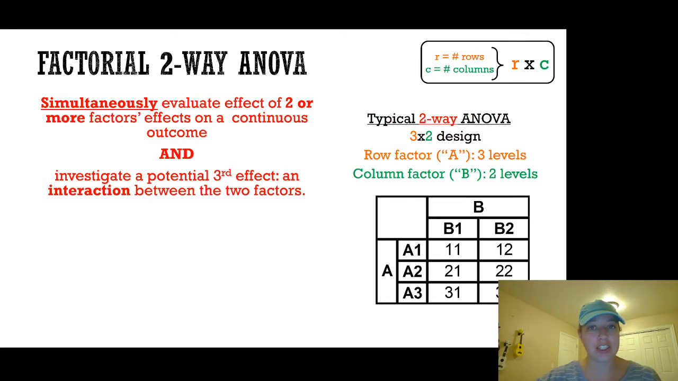Now, interaction is a very specific word for an ANOVA. Interaction is a very big concept for all of statistics, for many kinds of models, whether they're ANOVA, regression, and so on. An interaction means the effect of one variable depends on another variable.